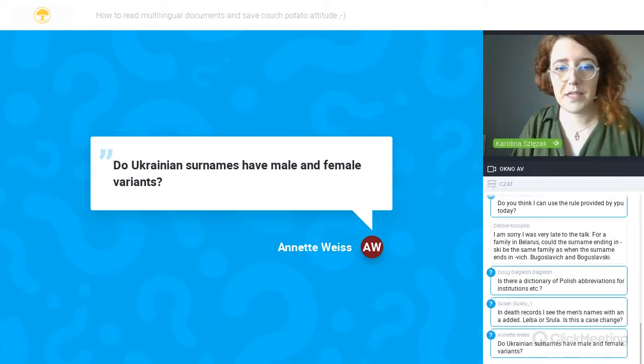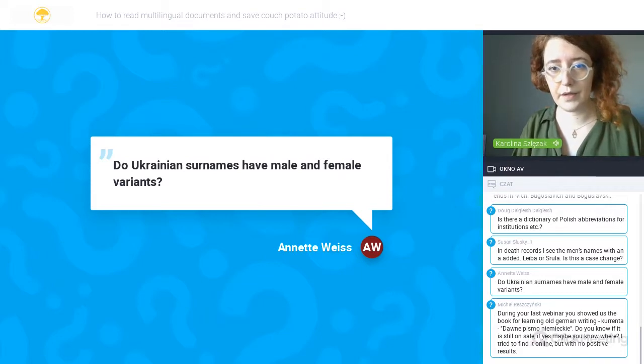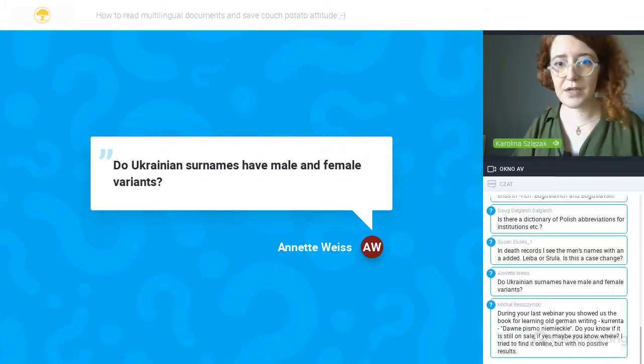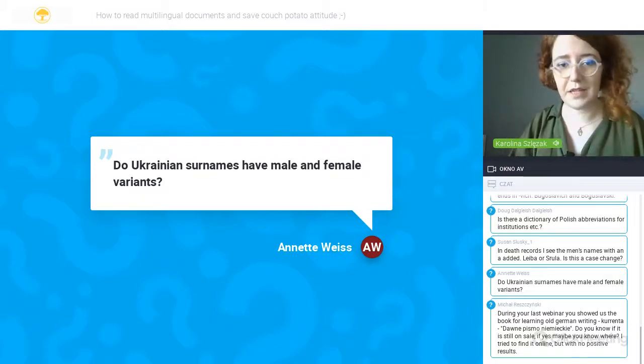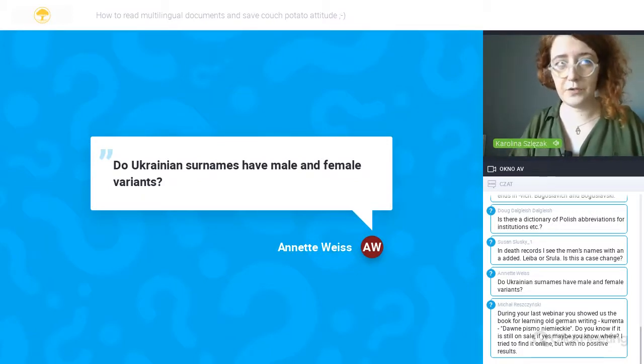The Ukrainian surnames have male and female variants. Yes, it goes very, very similar, just like with Russian. And I really don't like to say that this is similar to Russian, but when we want to use it and to understand it like that, yes, we can apply this rule to most of the Ukrainian surnames.